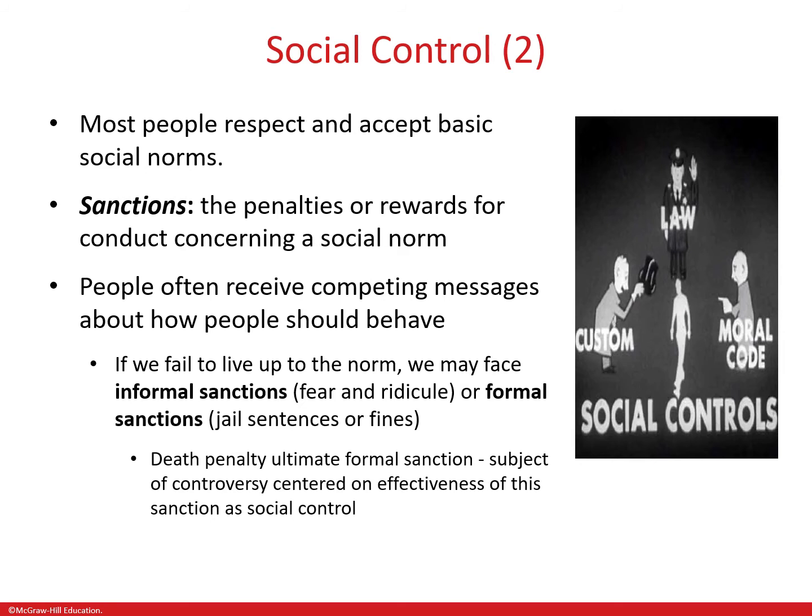Informal sanctions occur when fear or ridicule is inflicted on someone for deviating from the norm. Formal sanctions are things like fines or jail sentences. Those are the norms that are written into law. Now, the death penalty is the ultimate formal sanction that is often the subject of much debate. Controversy is centered on how effective the death penalty is as a form of social control.